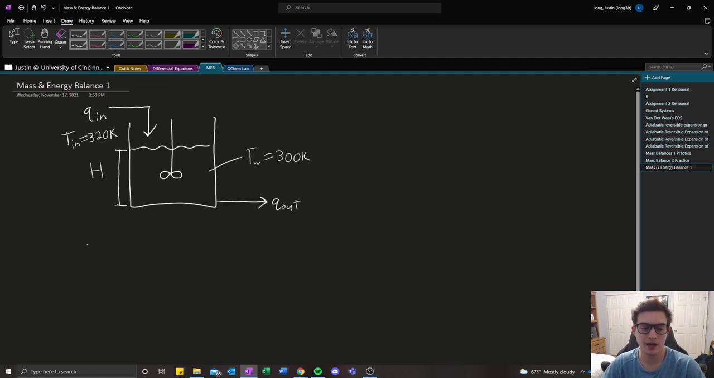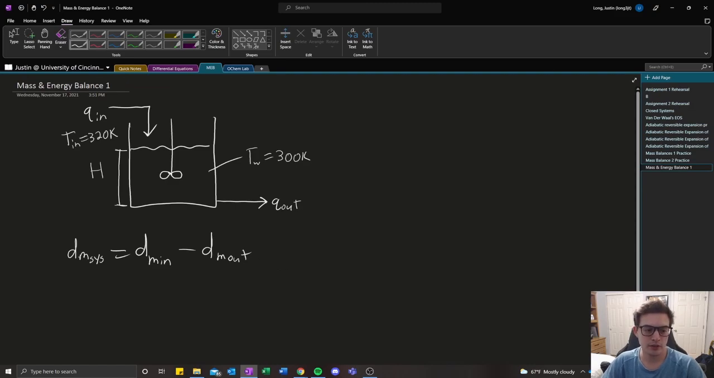So we want to find the mass balance equation. We know that the change in the mass of the system is equal to the change of the mass going in minus the change in the mass going out. And you might think to yourself, okay, well, we want the height. How are we going to find the height?